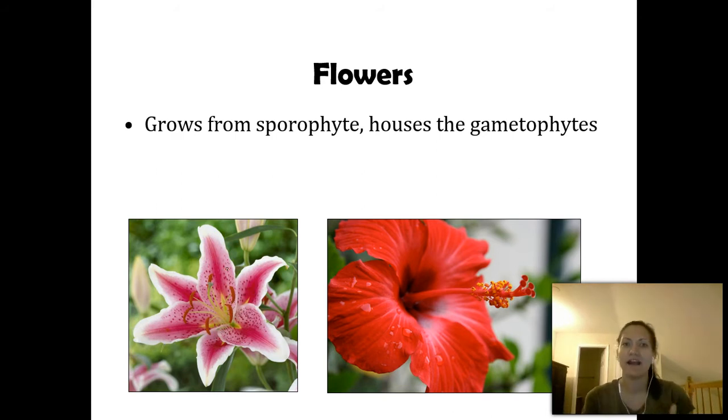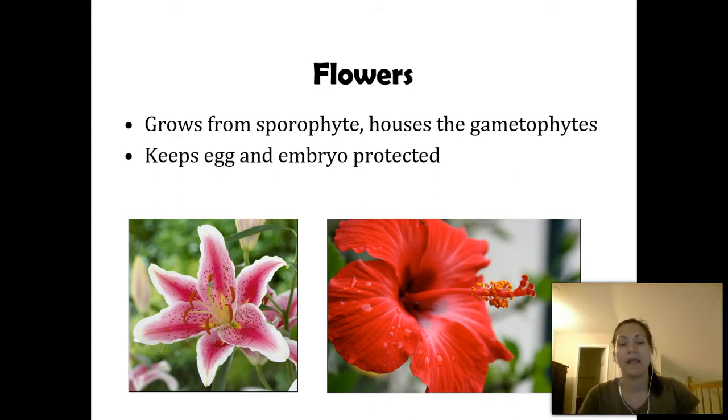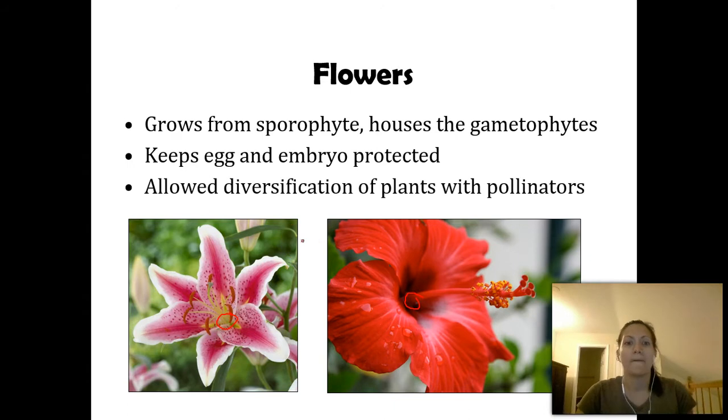So the flower is kind of analogous to the cones of a gymnosperm. The cones was where the gametophytes were found. Here, the flower is where the gametophytes are found. And the job of the flower is really to keep the eggs and the embryo protected. Not only do they offer protection to the egg and embryo, which is usually found deep within the flower, but you've also noticed that these flowers are so very different from one another.